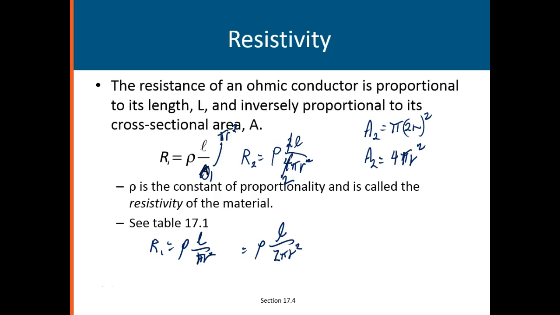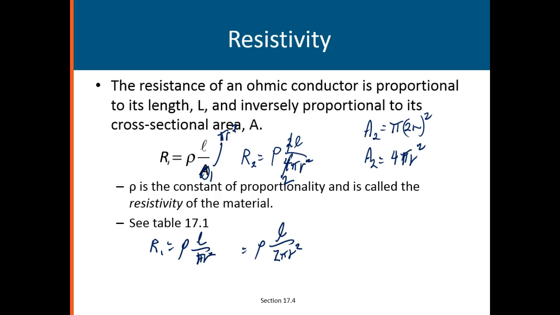So it's actually less. Because you see, when you double the length, that gives you more resistance, but when you double the radius, it quadruples the area because of the R squared relationship. So that actually gives you less resistance, half the resistance of before.